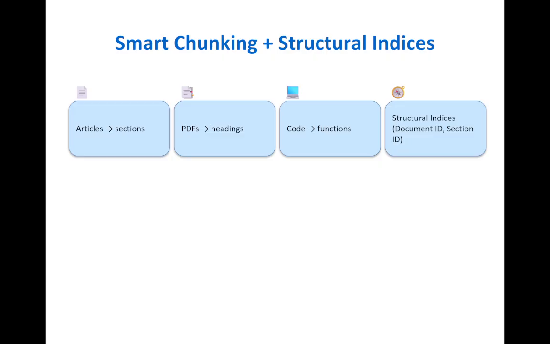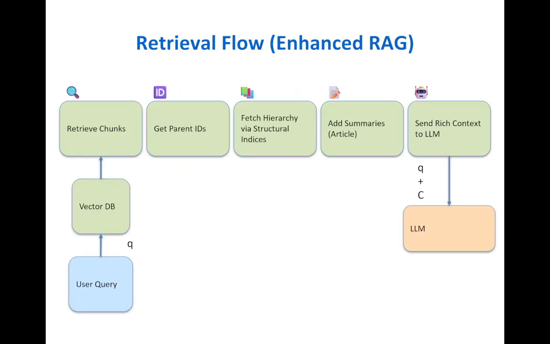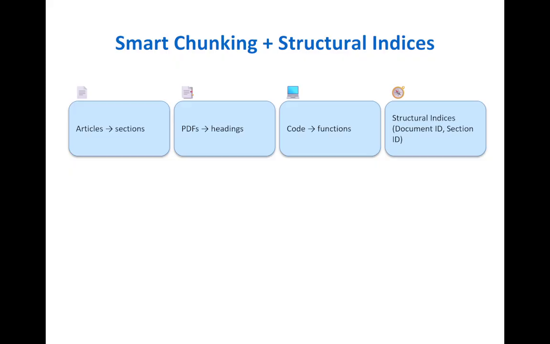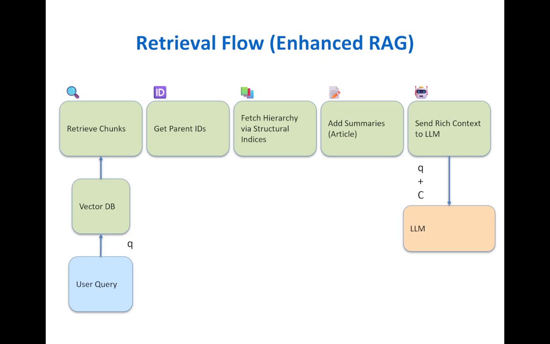Now, what does this enhanced retrieval flow look like? You organize the data like this. Now, how do you do the RAG that we saw in the beginning? You get a user query, and you look up your vector DB. The vector DB gives you the chunks. From the chunks, you get the parent ID. Now you fetch the hierarchy.